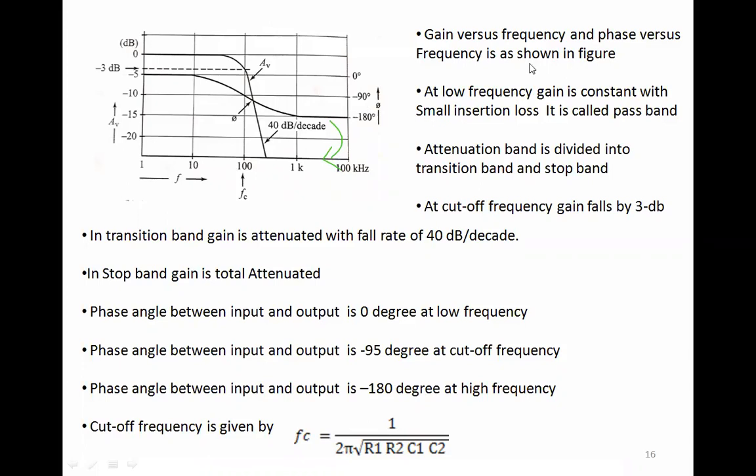So minus 180 degrees. The formula here becomes important, which is FC is equal to 1 by 2 pi root R1 R2 C1 C2. Keep this in mind. 1 by 2 pi root R1, R2, C1, C2. This formula is needed for our problems. Okay.